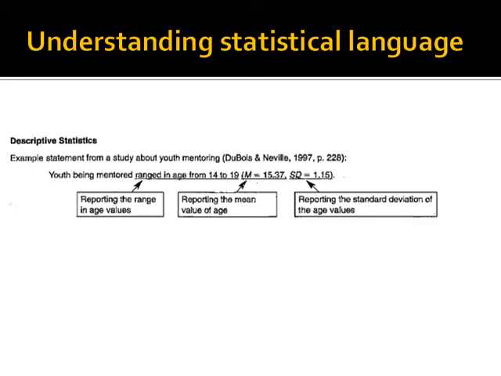Remember, 1.15. If you're looking at what percentage of people are going to be reporting that, if you minus 1.15 from 15.37, you get somewhere around 14, and if you add 1.15 to 15.37, you get somewhere around 16.5. So 68%, that's one standard deviation plus and below the mean, are between the ages of 14 to 16.5.